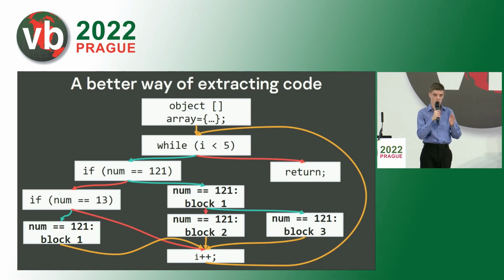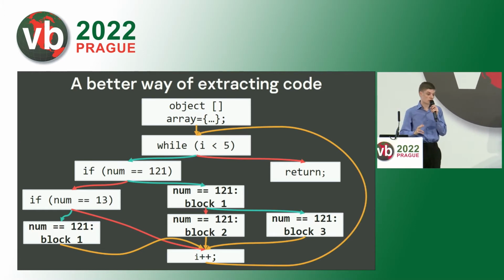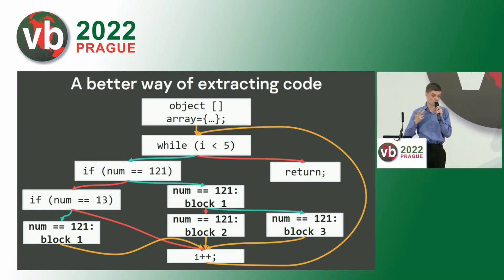An orange arrow, we draw it if the two blocks are connected through an unconditional jump. Then we have the red arrow. A red arrow means a false branch of an if statement, and a green arrow means a true branch of an if statement. And these blocks of a graph are called basic blocks. And this whole graph is called a control flow graph. And now let's see how we can leverage control flow graphs to match execution order numbers to blocks of code.